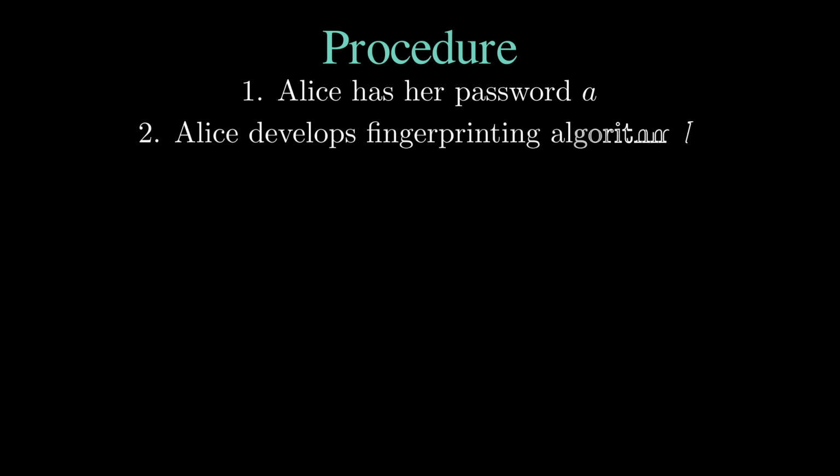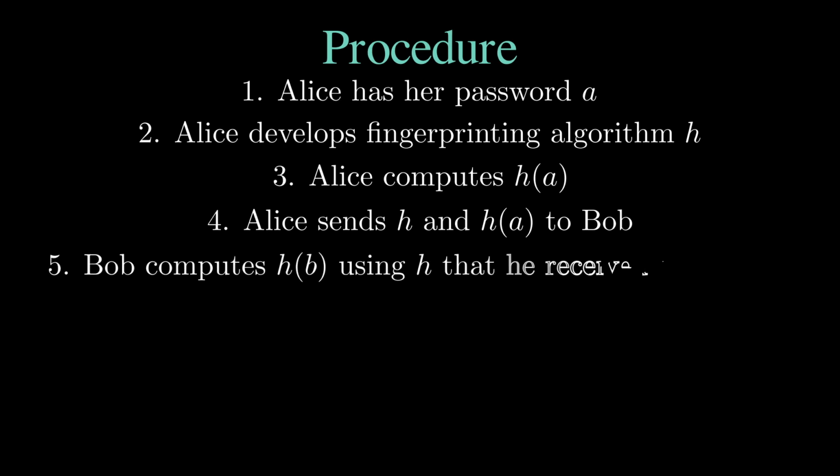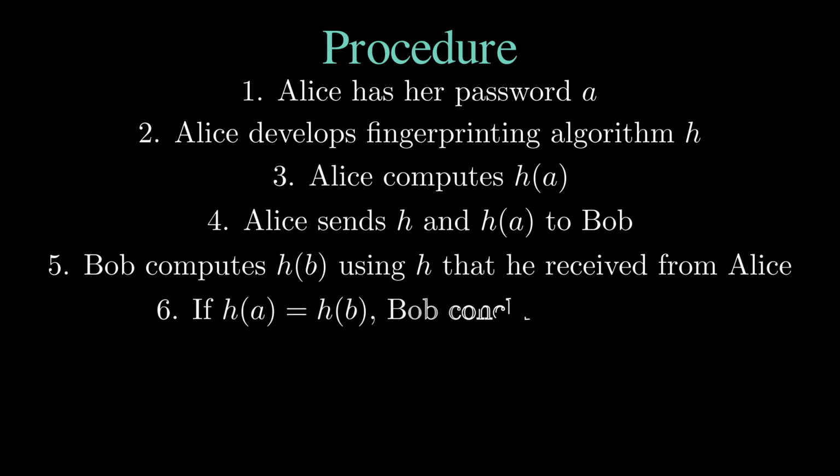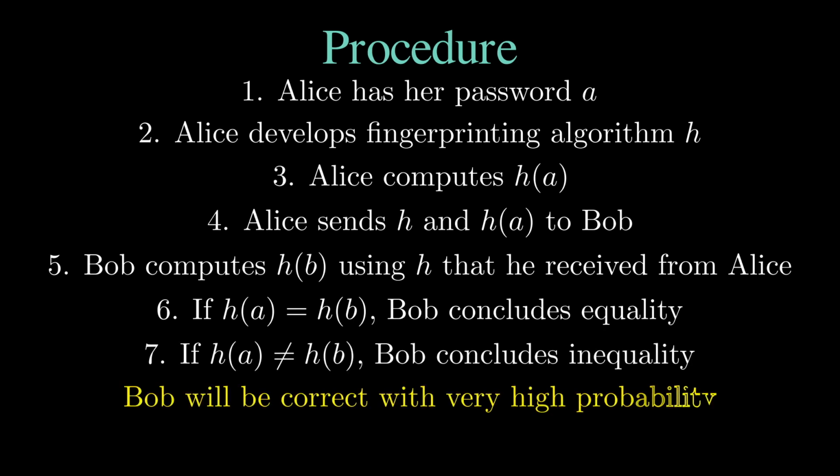Here is the procedure written out. Alice has her password A. She then develops a fingerprinting algorithm called H. Alice then computes H of A. Alice then sends her fingerprinting algorithm H and the actual fingerprint of her password H of A to Bob. Bob computes H of B using the H that he obtained from Alice. If Bob finds that H of A equals H of B, then he will conclude that A and B match. If H of A does not equal H of B, then Bob will conclude that A and B are different and will be correct with very high probability.